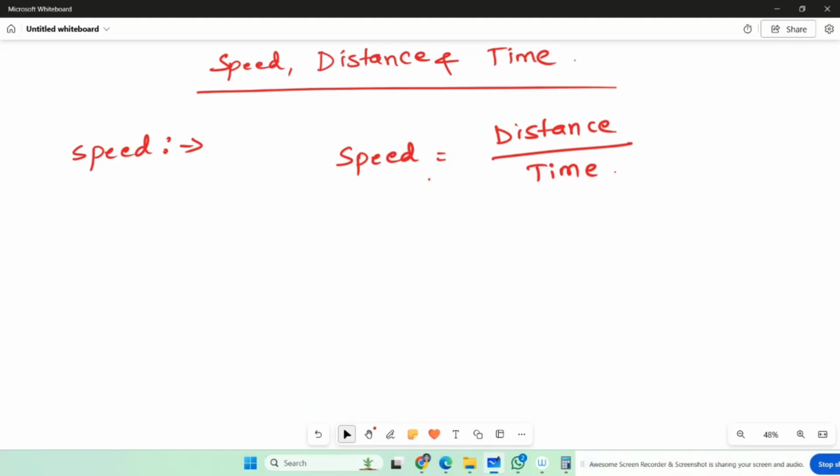Okay, so we know that some objects move faster than others. For example, an aeroplane travels faster than a train, a car travels faster than a cycle, a bus travels faster than a scooter, right? So let us consider an example here. The distance between Delhi and Jaipur is 250 kilometers. Then a bus starts from Delhi at 6 o'clock in the morning and reaches Jaipur at 11 o'clock in the morning.